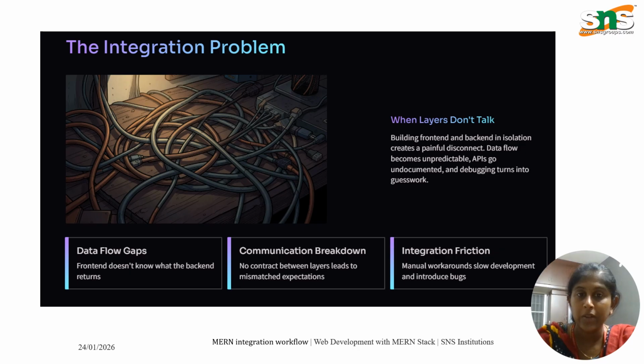Before integration, developers often face communication problems between the front-end, back-end, and databases. One major issue is data flow gaps. If the front-end and back-end are not properly connected, users may not receive the correct information. Another issue is communication breakdown. APIs may fail if request formats or endpoints are incorrect. There is also integration friction. Managing authentication, routing, asynchronous requests, and database operations can become complex. The MERN workflow solves these issues by creating a structured communication process between all layers of the application.